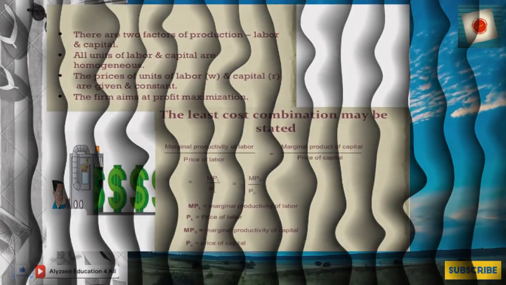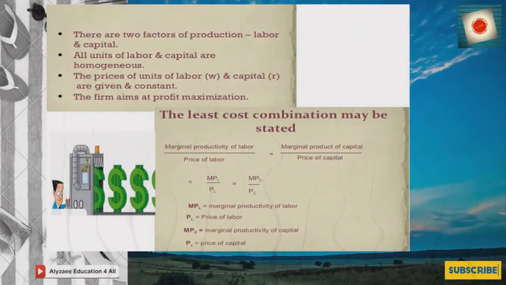The assumptions of least cost combination: there are two factors of production, one is labor and the other is capital. All units of labor and capital are known. The prices of units of labor and capital are given and constant, and the last one is the firm aims at profit maximization. So least cost combination may be stated as marginal productivity of labor divided by price of labor, equals marginal product of capital, MPC, divided by PC, where MPL is marginal productivity of labor, PL is price of labor, MPC is marginal productivity of capital, and PC is price of capital. So when we have known values, we will put them in this equation, so we will get this calculated.